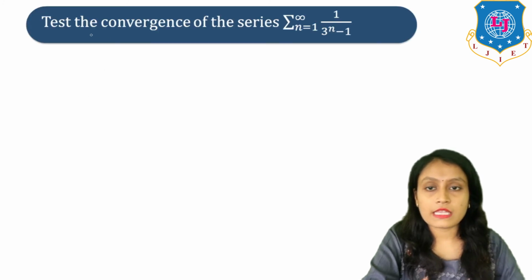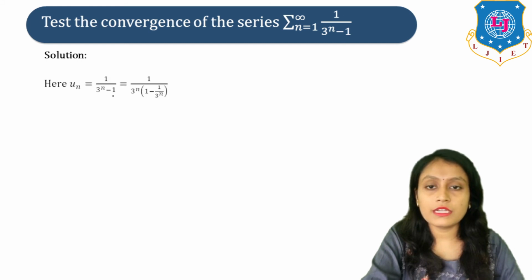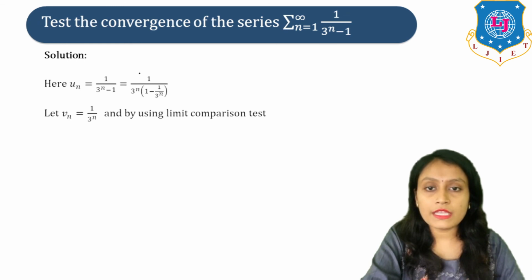Okay, one more example. Test the convergence of the series n from 1 to infinite 1 upon 3 raised to n minus 1. So here un is given, that is 1 upon 3 raised to n minus 1. Take 3 raised to n common, so you will get 1 upon 3 raised to n into 1 minus 1 upon 3 raised to n, right? Now we will suppose vn as 1 upon 3 raised to n.